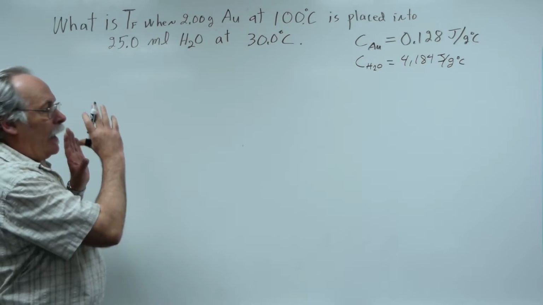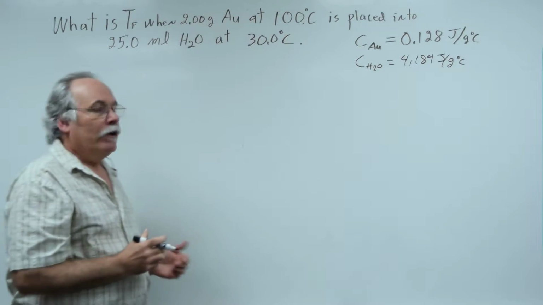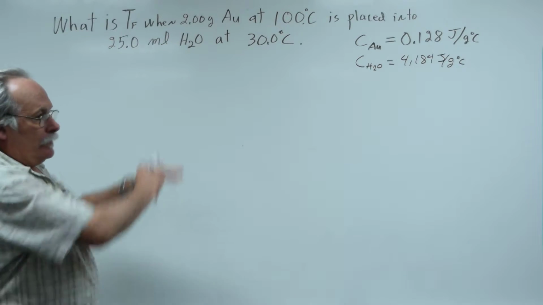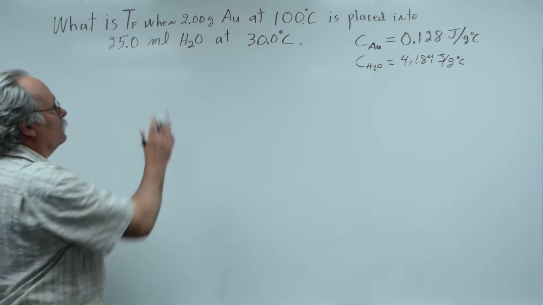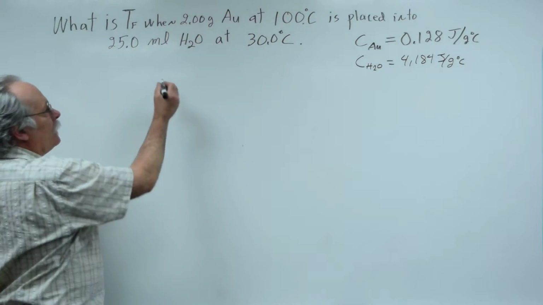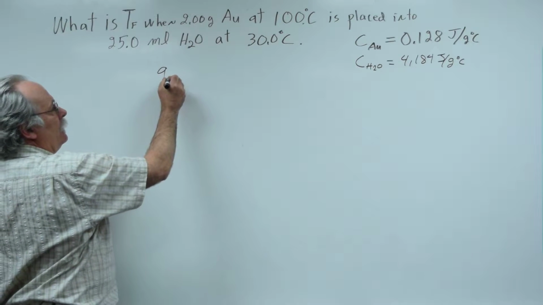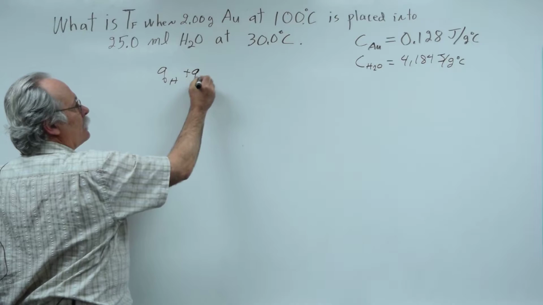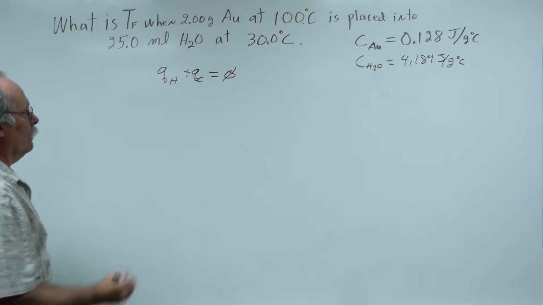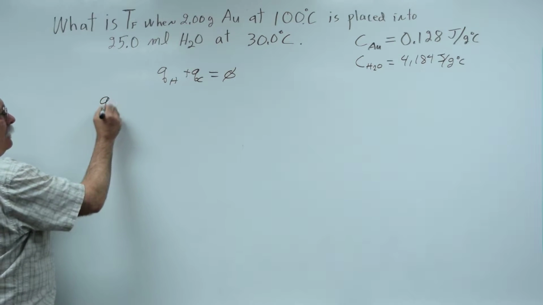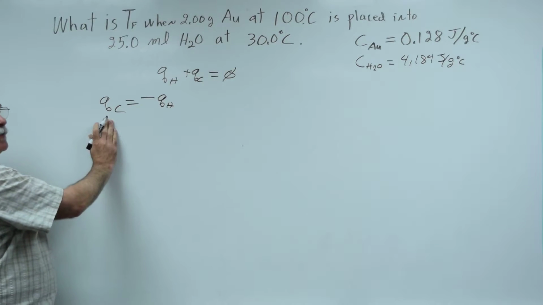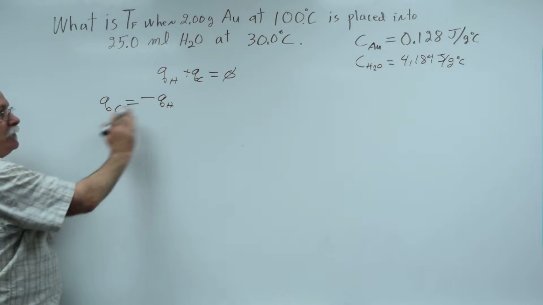Now, we have a theoretical, hypothetical system where only gold and water exist, and it's completely isolated from the rest of the universe, so no heat is transferred outside of the gold and water. So we can say that the heat of the hot object plus the heat of the cold object in this isolated system is equal to 0. So the heat of the cold is equal to minus the heat of the hot. If this gains energy, this loses. If this loses energy, this gains.